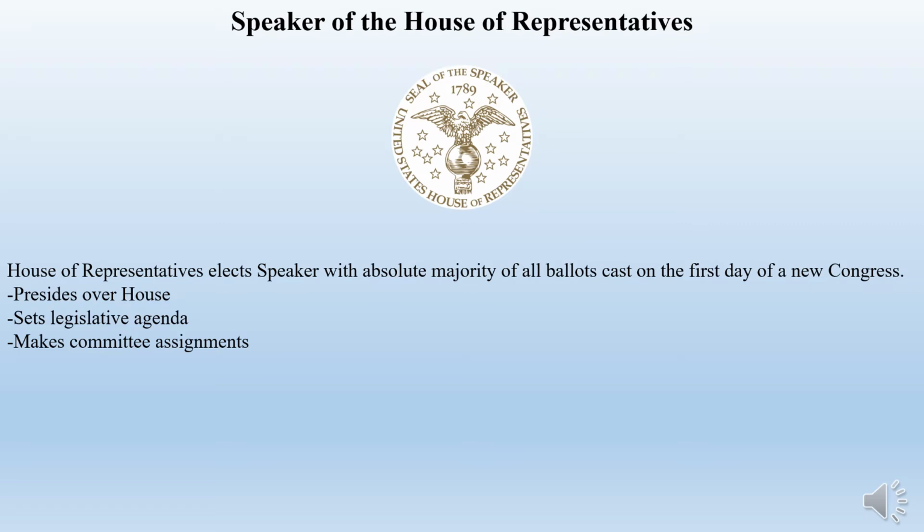The leader of the House of Representatives is the Speaker of the House of Representatives. The House of Representatives elects a Speaker with an absolute majority every 2 years. On the first day of a new Congress every 2 years, they have an election, and the person with the absolute majority of all ballots cast will become the Speaker of the House. Now, the Speaker of the House is a holdover position. It originally existed under the Articles of Confederation, but it was called the President of the United States in Congress Assembled. This position will eventually morph under the Constitution into the Speaker of the House of Representatives.